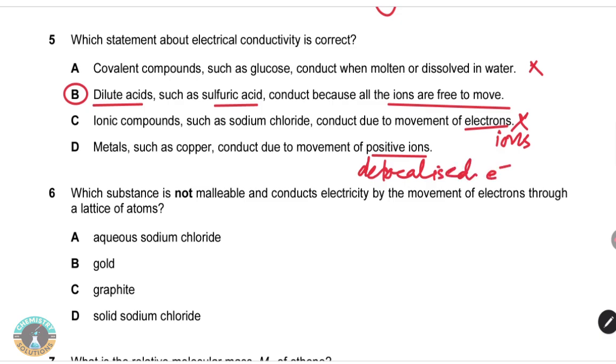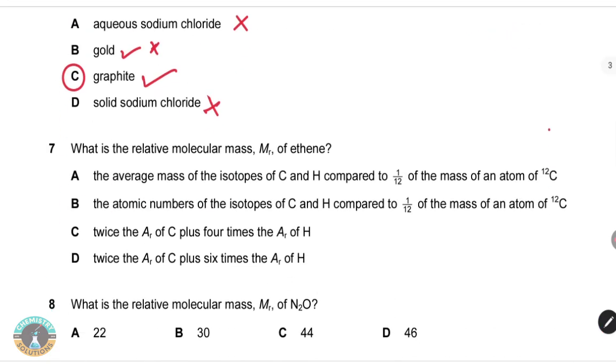Okay. Which substance is not malleable and conducts electricity, by the movement of electrons through a lattice of atoms? Aqueous sodium chloride does not conduct electricity by the movement of electrons. Graphite conducts electricity by the movement of electrons, not solid sodium chloride. So the correct option is C.